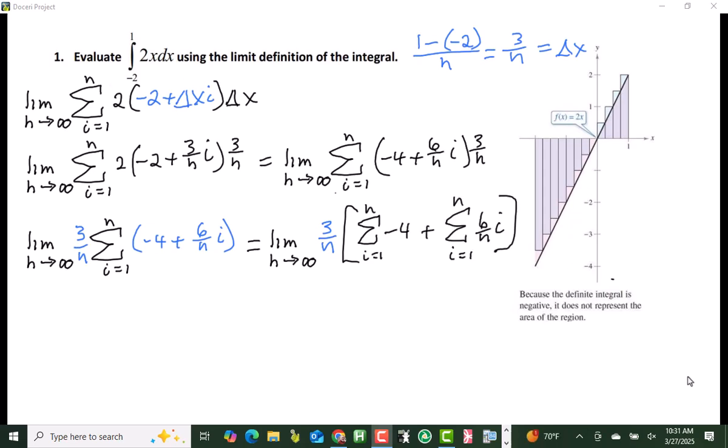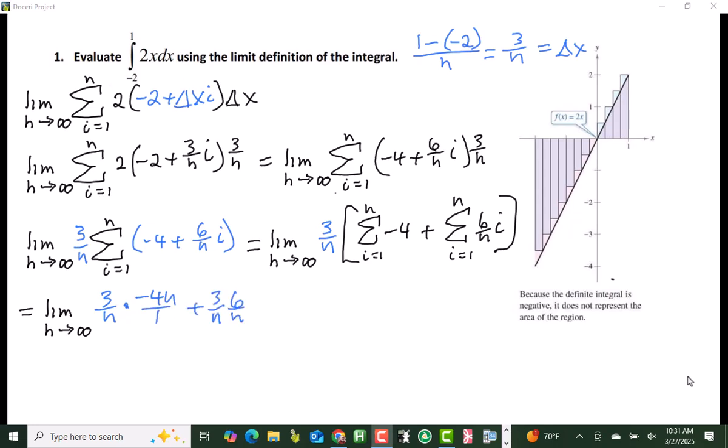Yeah, I am showing too many steps. So I'm splitting the summation into summing -4 n times and summing 6 over n I times. So I could have shortened this. But I really am trying to drive home the point that we can split these things apart and use our shortcuts on each of them. So if you don't want to write that one down, you don't have to. You don't have to anyway.